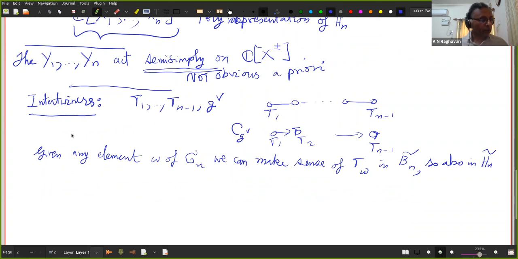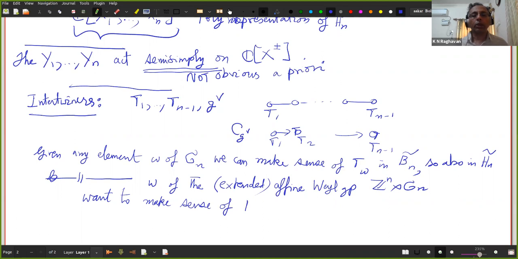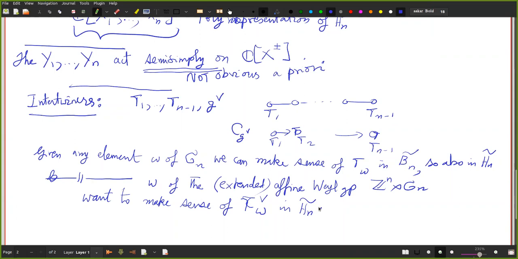But what we now want to do is extend this thing. So given any element W of the, in Duo Ram's paper, this is just called the affine Weyl group, but it is otherwise also called the extended affine Weyl group of GLN, which is the semi-direct product, and we want to make sense of tau check W. Okay. So this is our goal. Very curiously, this may very well be completely wrong.